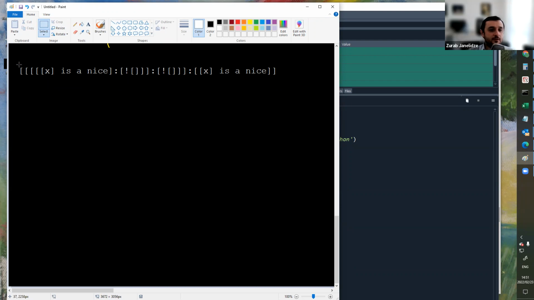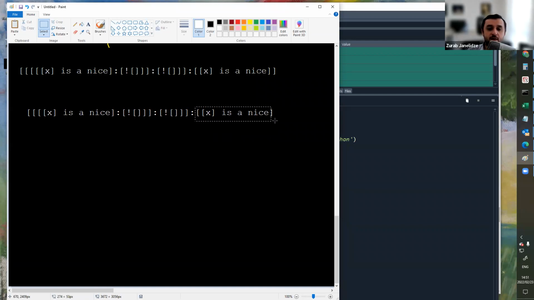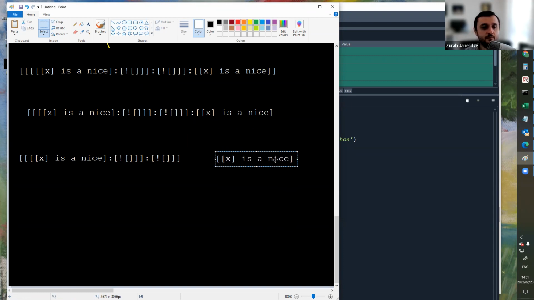So this bracket seems to match with that, right? So we separate this one out first. Now we see that this bracket here matches with that. And there is no other bracket there. So certainly then, surely then, that whole thing must be together. Then again, this bracket matches with that. So we separate this one out.